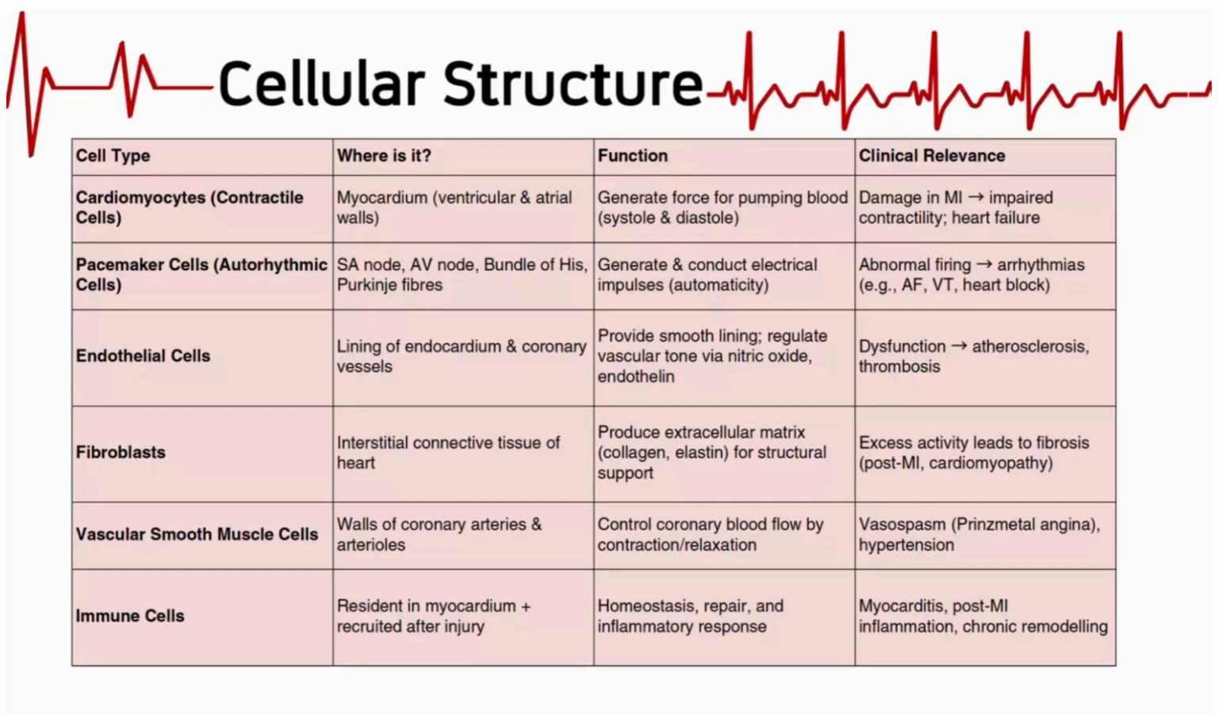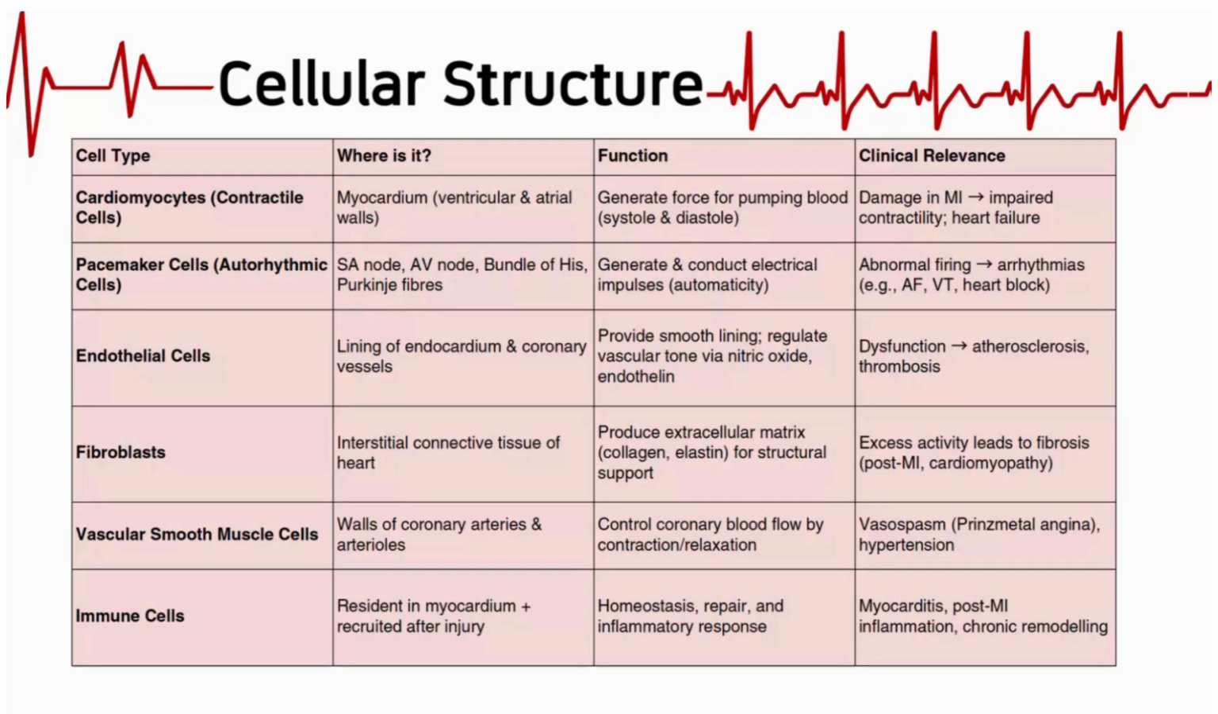layered with new tissue, and this new tissue is not as good as what we actually developed when we were born, before the MI. So you may have read up already about scar tissue, things like that. That's actually caused by these fibroblasts. Okay. Then we have vascular smooth muscle cells.